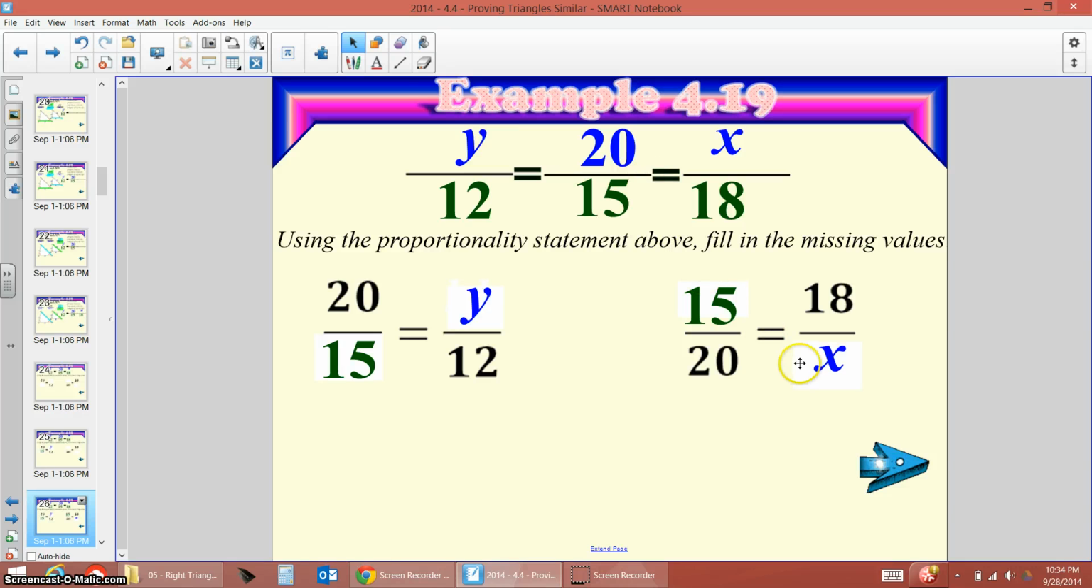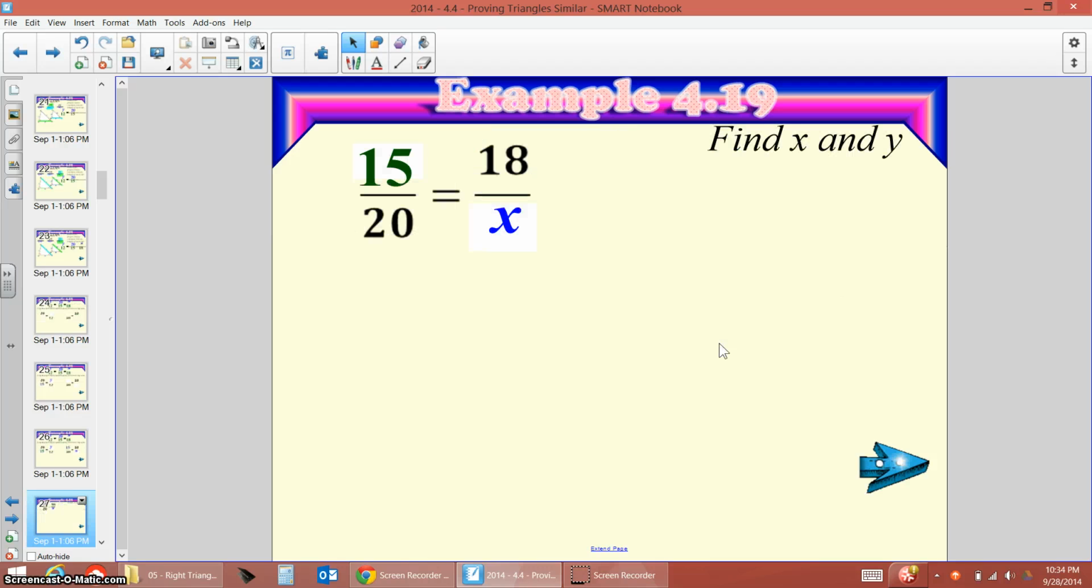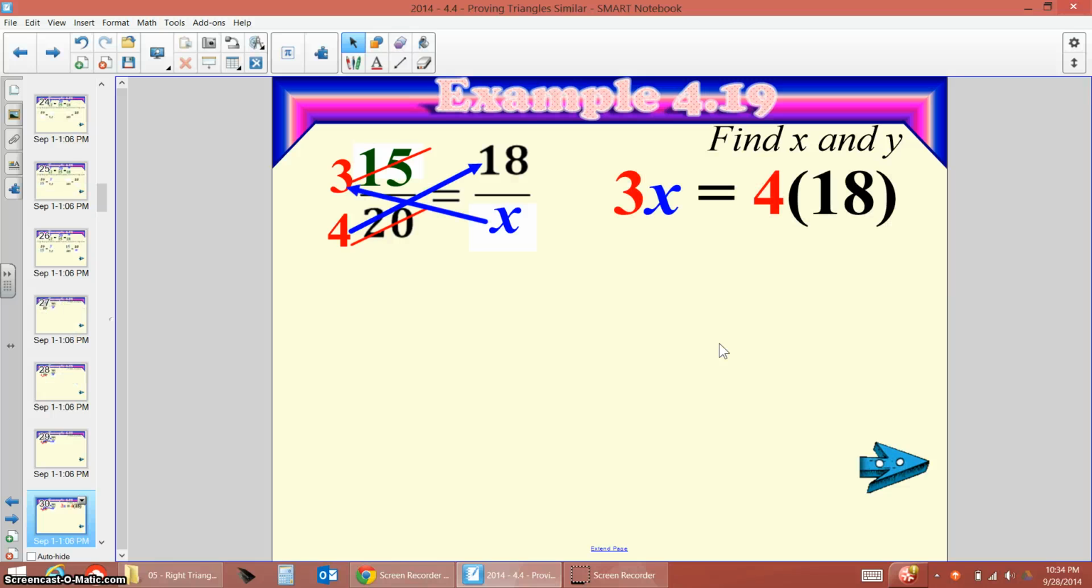I switched this one up on purpose so that you understand that's just flipping the denominator, or the reciprocal property. Instead of having 20 over 15, I make it 15 over 20. There's no real reason to do it other than the fact that it makes the math easier. So when I find x and y, I simplify my fraction, I cross multiply, and I get right here. Now I can multiply 4 and 18, and then after I've done the multiplication, I can divide that by 3.